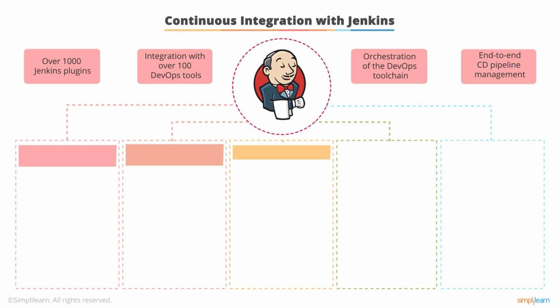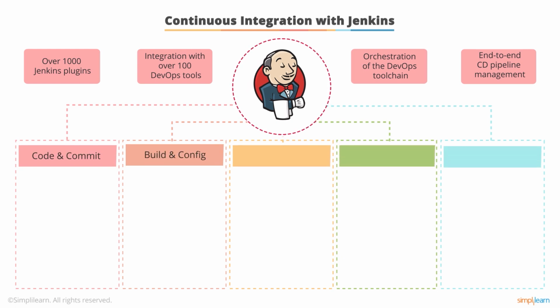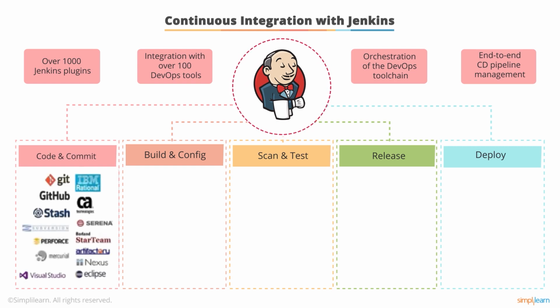These phases are code and commit, build and configure, scan and test, release, and deploy. You're going to incorporate a variety of tools with Jenkins during each phase of the process. During code and commit, developers use an integrated development environment, also known as an IDE, to create code. The popular ones are Visual Studio, Visual Studio Code, and Eclipse. And then they'll check the code into a version control system such as Git, GitHub, Perforce, or Mercurial.